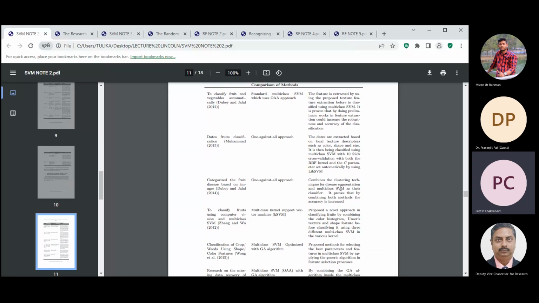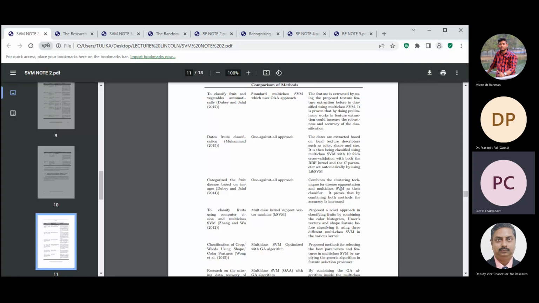A simple case is when you categorize fruit disease on the basis of images. When it is images, that basically means your convolutional neural network will come into the picture. When you use images, from one frame to another frame, the delay analysis plays a very, very important role.